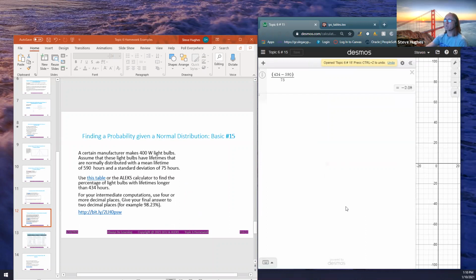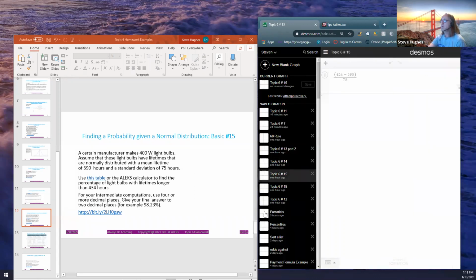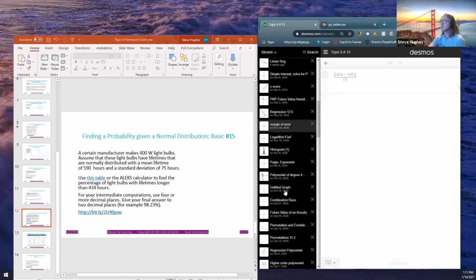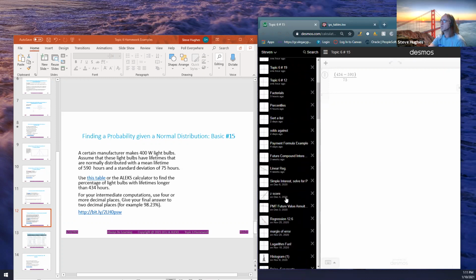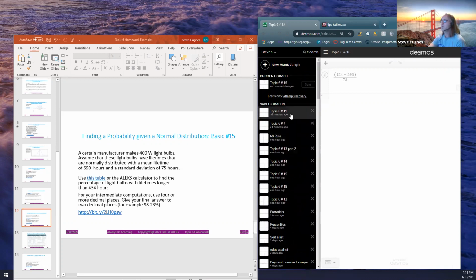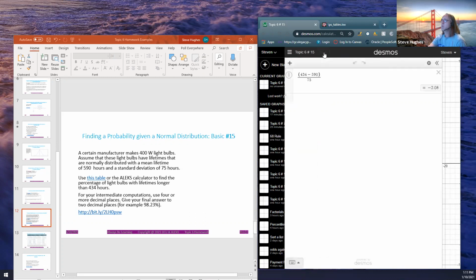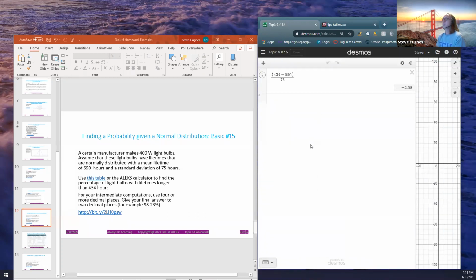In case you are wondering, I only use two calculators in Math 144: either Desmos or Excel. You can save them both and reuse them. Click right here on these three bars, and you can see all the things that I've saved in my calculator. I have just about every function you could want. You can save them, come back and use them again. Let's do it.